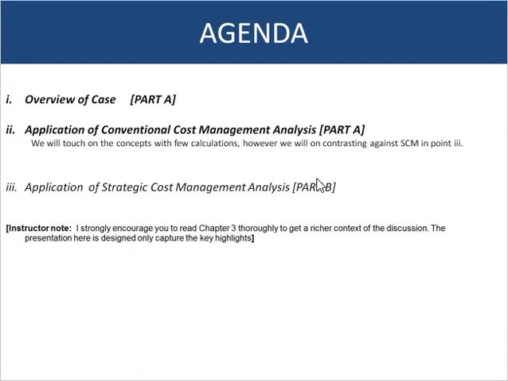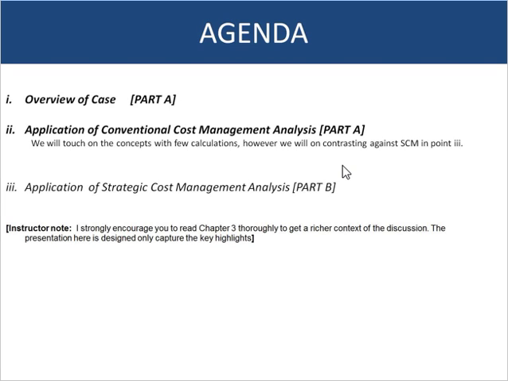Hi everyone. So far we have touched on the three big themes: value chain analysis, cost driver analysis, and strategic positioning. What we are going to do here is really compare and contrast conventional cost management analysis and strategic cost management analysis. Very important note here, in lesson A, which is conventional cost management analysis, we are going to crunch a few numbers, and in lesson B we are going to do something similar.